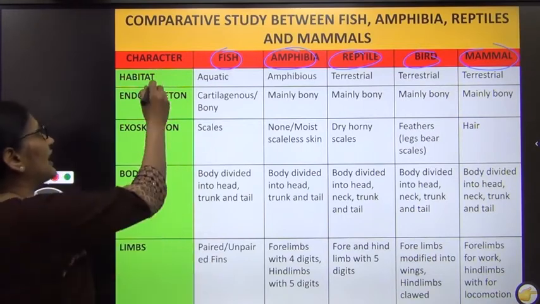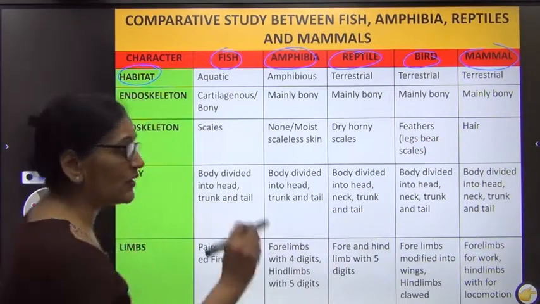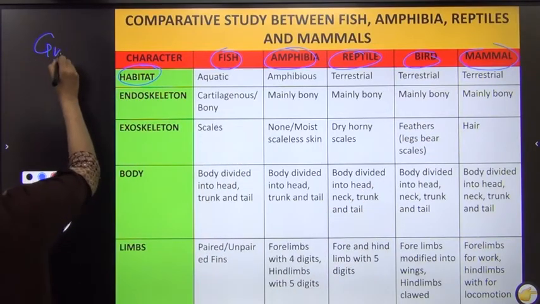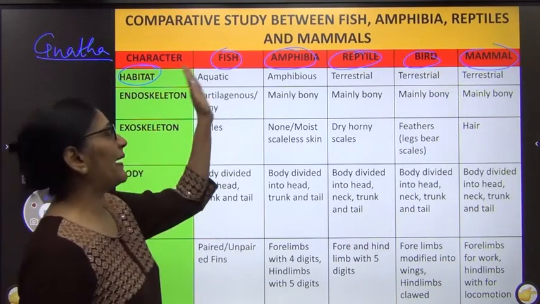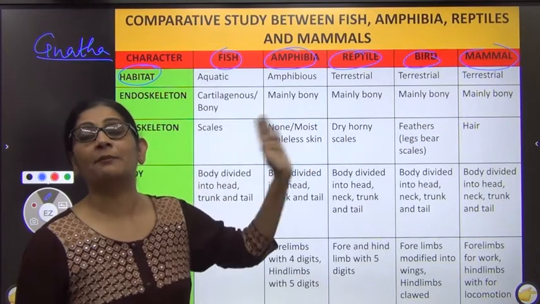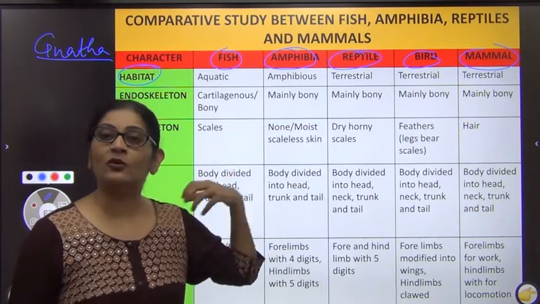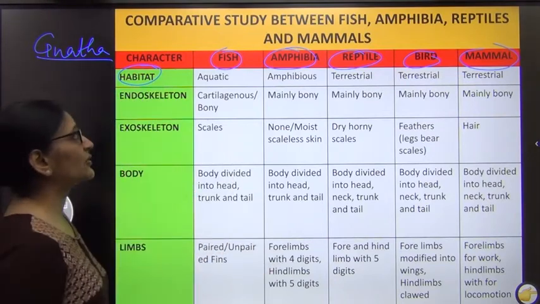So I start first with the habitat. I am teaching you all the gnathostomes. All gnathostomes, or gnatha group, means those who have jaws. They include Pisces, Amphibia, Reptile, Aves and Mammals, right? इनका हम एक comparative आपको I'm telling you about their characters so that आगे पढ़ेंगे तो आपको आसान होगा. So let's come first to the habitat.